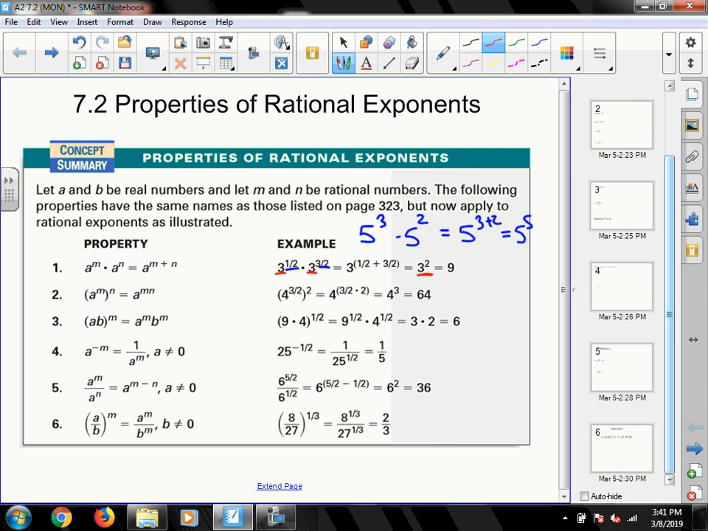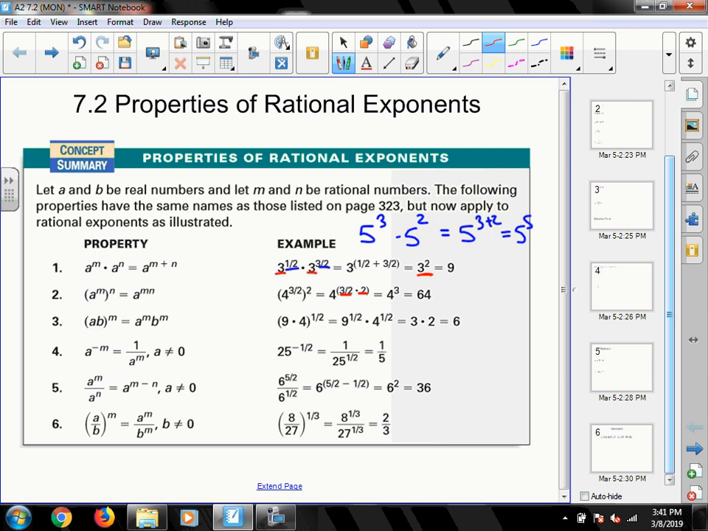Second property, if I'm taking a power to a power, so 4 to the 3/2, squared, you multiply those two exponents, so I get 3/2 times 2. Remember, when multiplying fractions, multiply across the top and across the bottom. So in this case, you're going to end up with 4 cubed, which is 64.